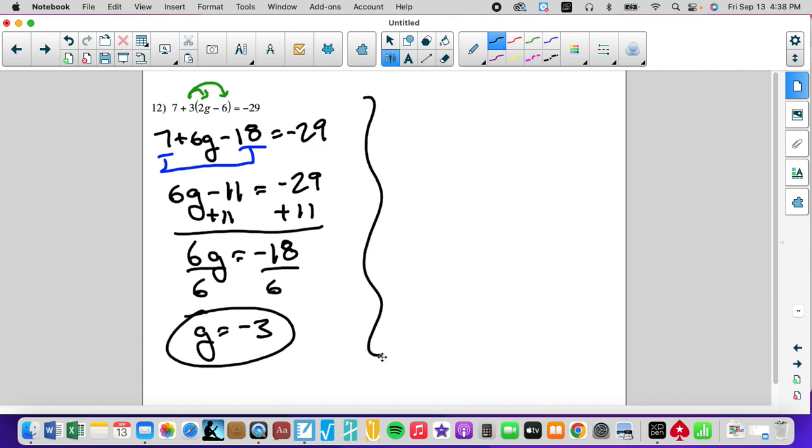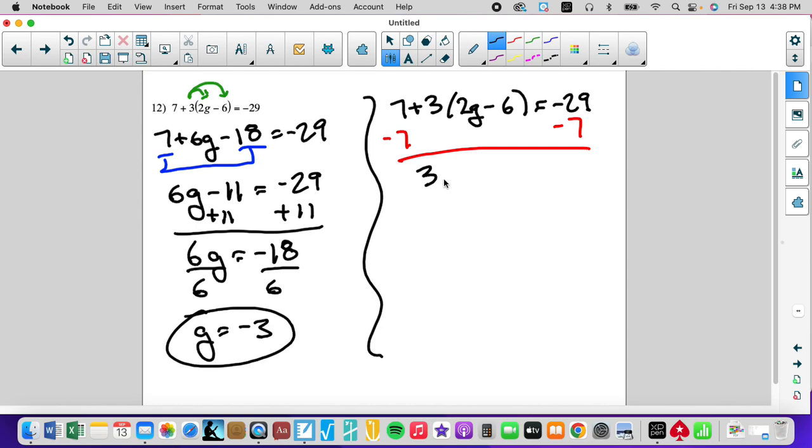Here's how a high school student would do this problem. 2g minus 6 equals negative 29. They would subtract 7 first, because it's adding and subtracting this quantity. That gives me 3 times the quantity 2g minus 6 equals negative 36. Negative 29 and negative 7 leaves me with negative 36. Now, I still can't get to my g or the 6 or the 2 because Chewbacca, so I'm going to divide by 3.